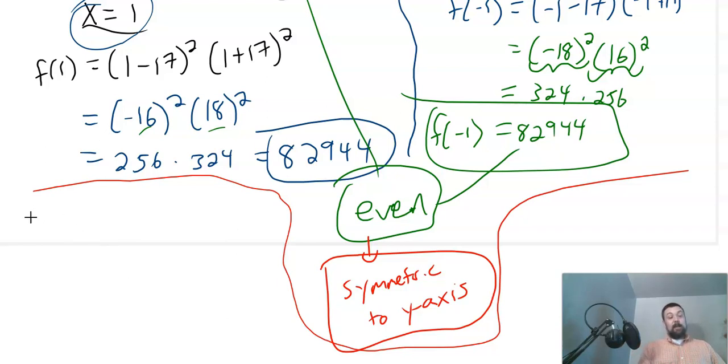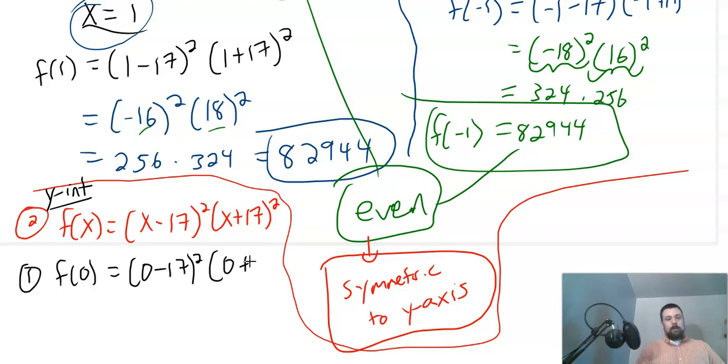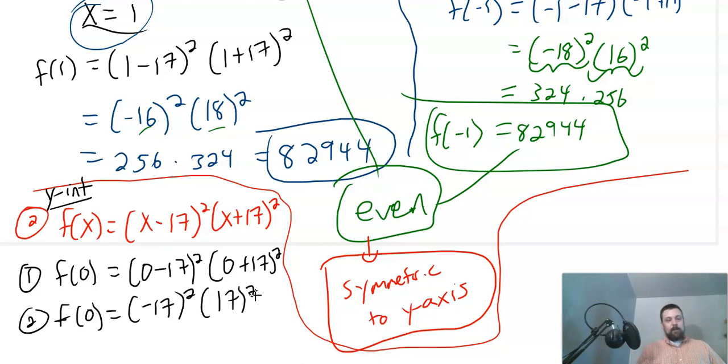Next, we want to find the y-intercept. All right, so I'm going to rewrite the function down here. f of x equals x minus 17 squared times x plus 17 squared. All right. To find the y-intercept, which is what we're trying to do here, the first step is to plug in 0 for x. So we will get 0 minus 17 squared times 0 plus 17 squared. And then the second step is to solve for y. All right, so we'll get f of 0 equals negative 17 squared times positive 17 squared. And again, it's going to be a really gigantic number.